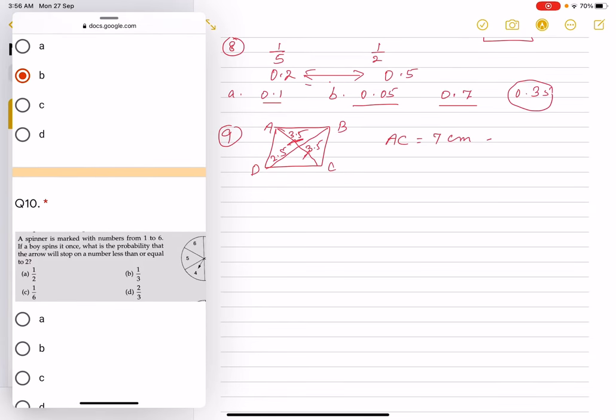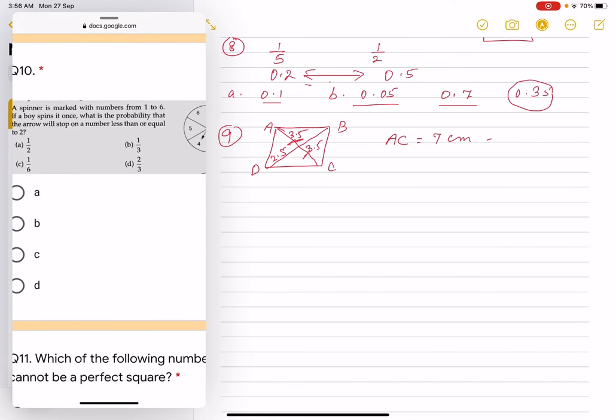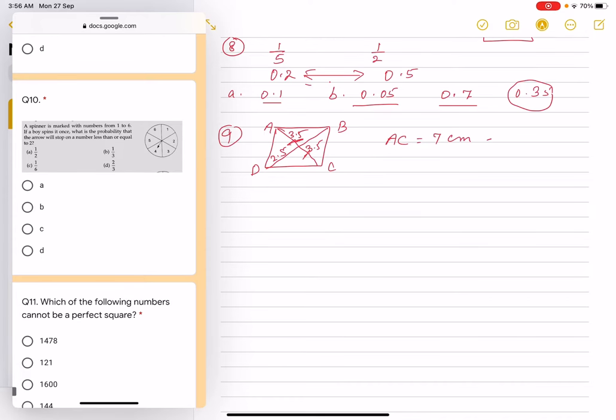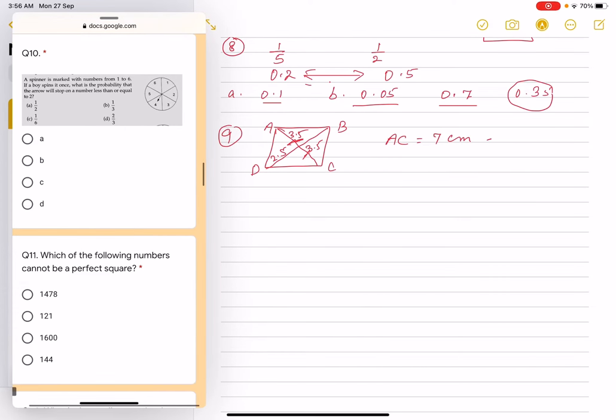Now we go to question number 10. Very quickly, we have to mark, thinking of time management. So again, it is a probability question. A spinner is there, and it is marked from 1 to 6. What is the probability that it will come less than or equal to 2? Either it will be 1 or it will be 2. So there are 2 outcomes out of 6. So the probability, if you reduce it, will be 1 by 3. So we have option B correct.